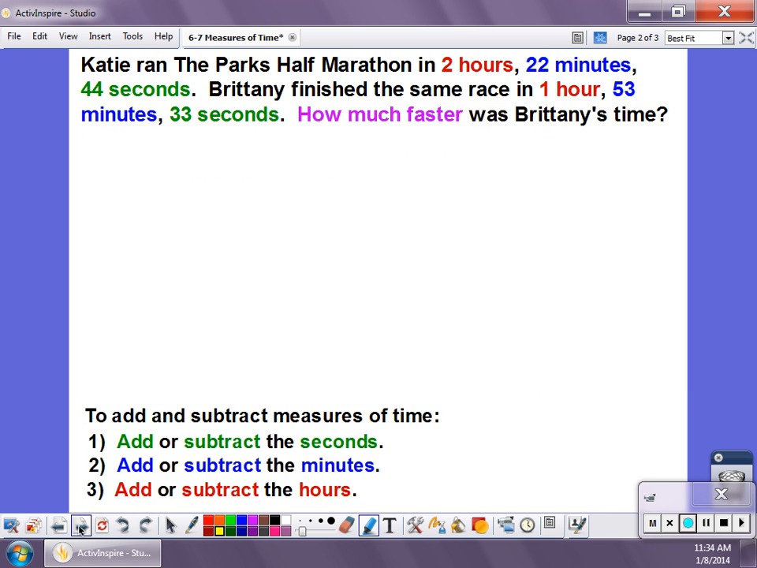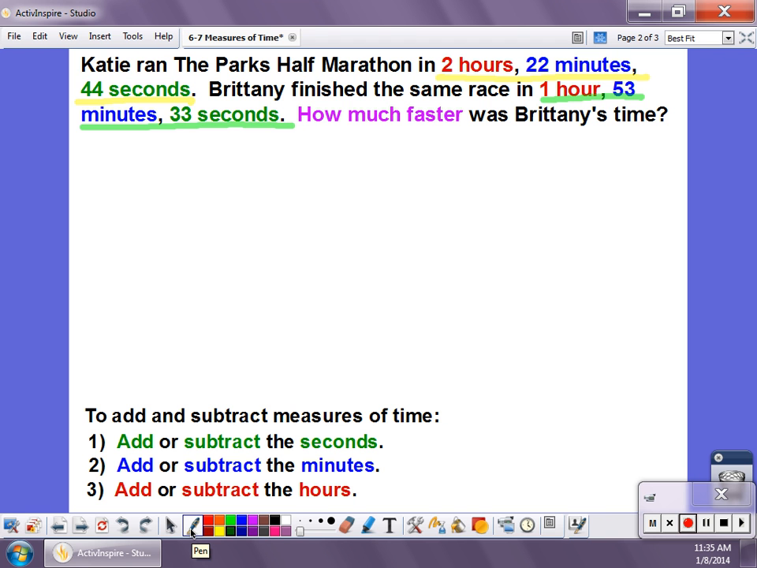Let's look at another problem. Katie ran the Parks Half Marathon in 2 hours, 22 minutes, and 44 seconds. Brittany ran the Parks Half Marathon. She finished the same race in 1 hour, 53 minutes, and 33 seconds. So our question is, how much faster was Brittany's time?